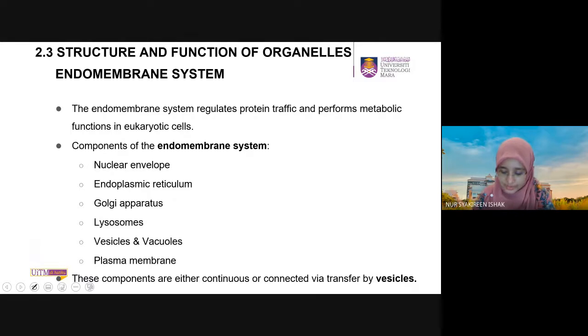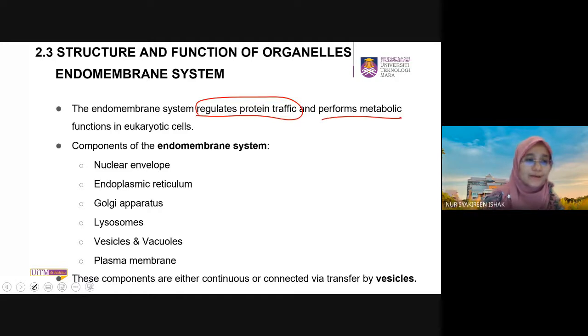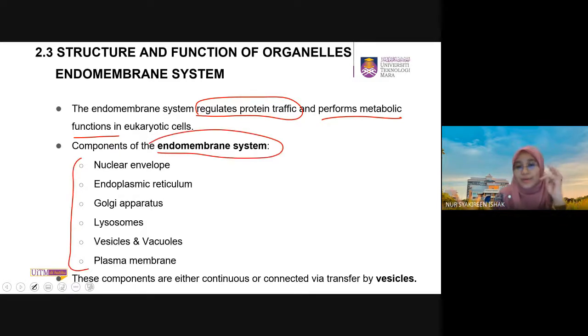Okay, so next is the endomembrane system. The endomembrane system regulates protein traffic, pergerakan protein dalam sel tu. It regulates the protein traffic and performs metabolic function in eukaryotic cells. So these are the components that you have to remember that are under the endomembrane system.